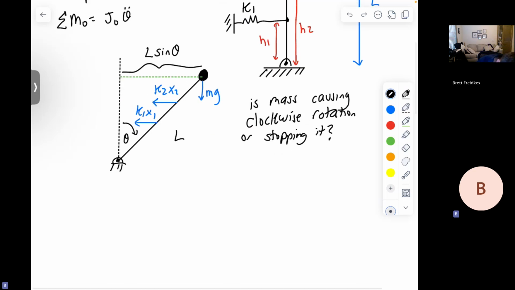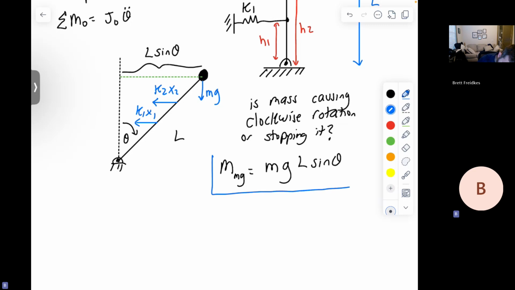So that means from mg, I'll say the moment of mg, this is going to be mg, that's the force, multiplied by the moment arm, which is L sine theta. So that is one moment we need to keep in mind. Now, let's look at, let's say, the force from K2. Similarly, we want to find the moment arm, so I'm going to draw, again, a right triangle. I'm going to draw it at this location, though, because we want to see what that moment arm is.